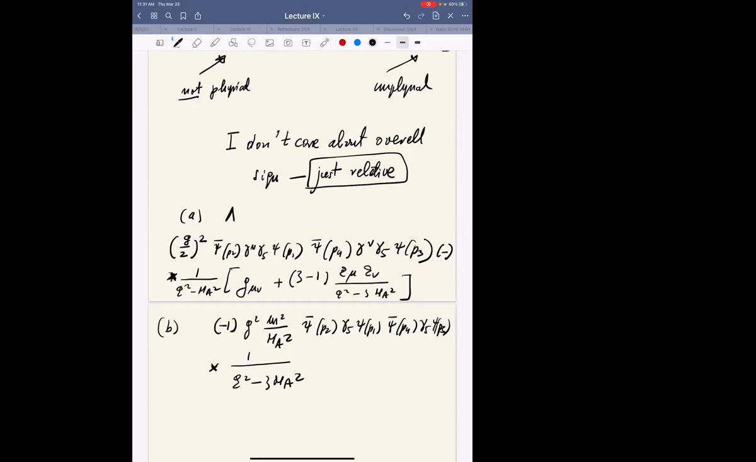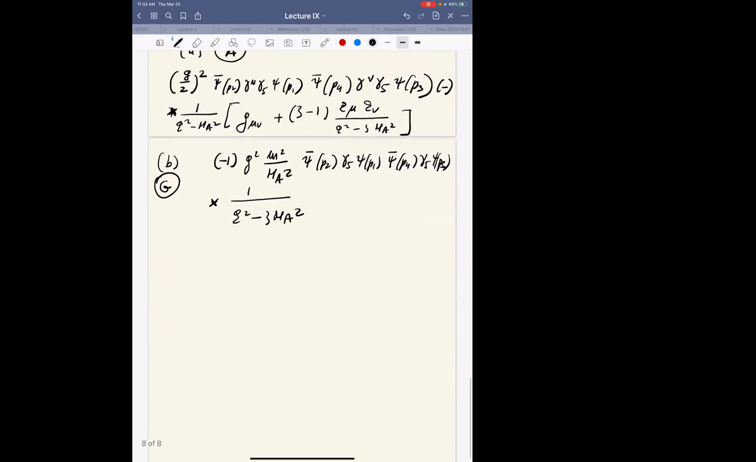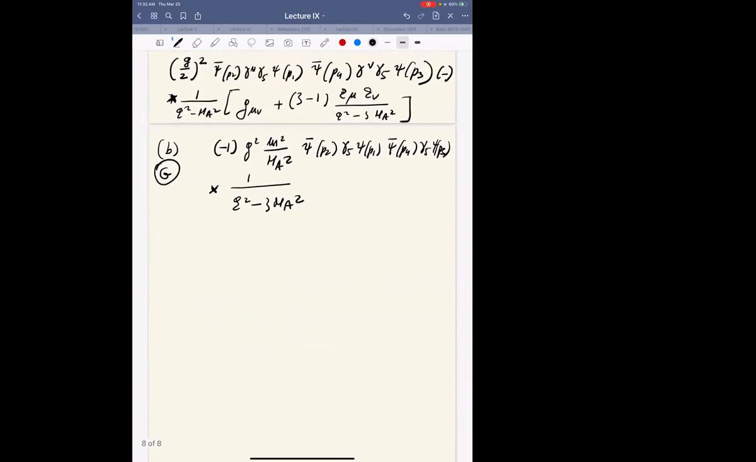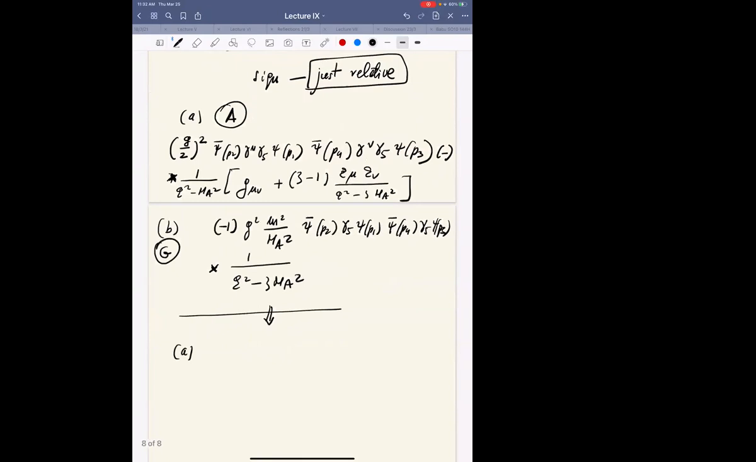This is A exchange, and this is G exchange. The relative sign would be: I had a minus sign because the propagator has a different sign. Here I have a minus sign because of the factor i in the interaction. The rest I think I wrote correctly. So what shall we do first? Let's do the A piece. Notice that the A piece has two pieces. One which is psi dependent.